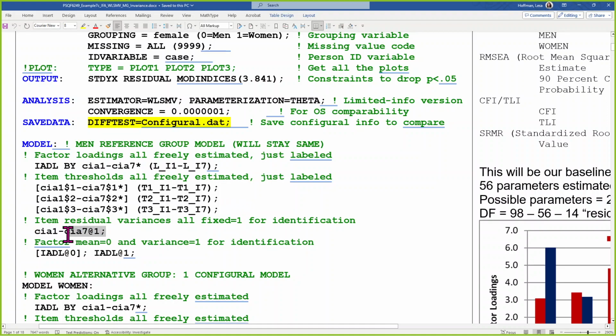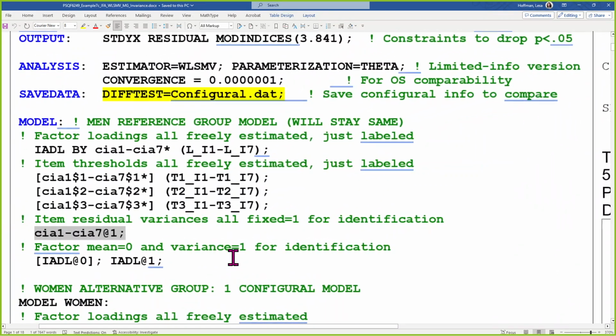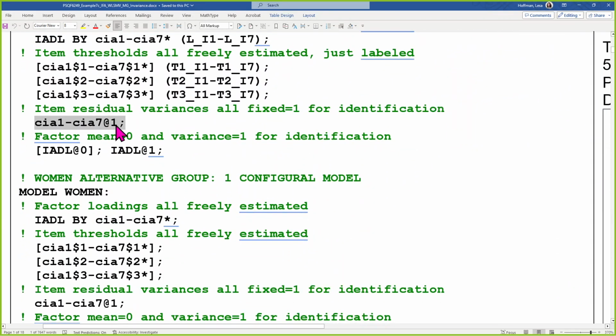The item residual variances are fixed to 1. That is a default, but I'm writing it here to make sure you're aware that that is something we're potentially going to mess with in the alternative group. And the factor is identified with a mean 0, variance 1 per usual.